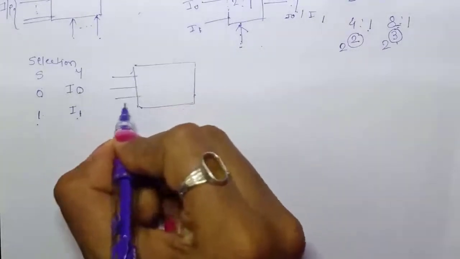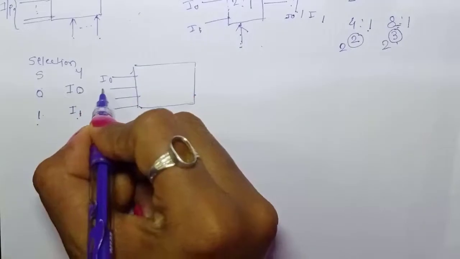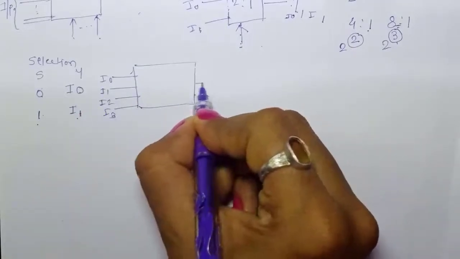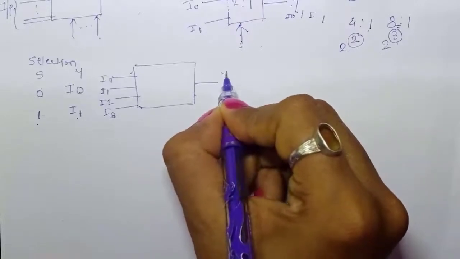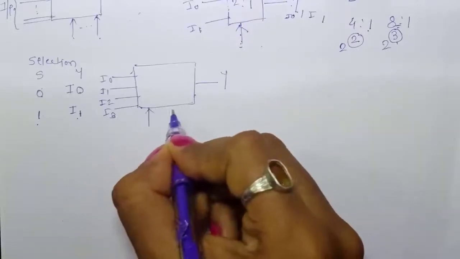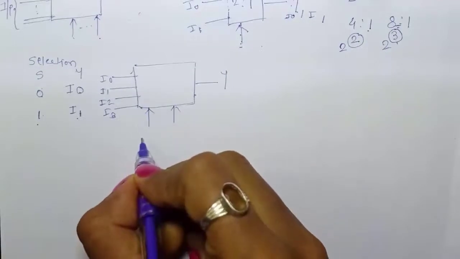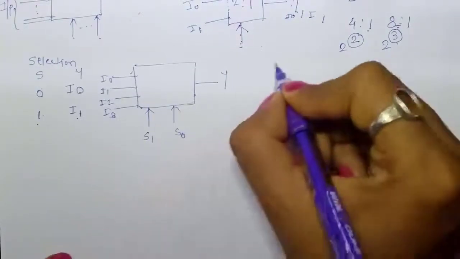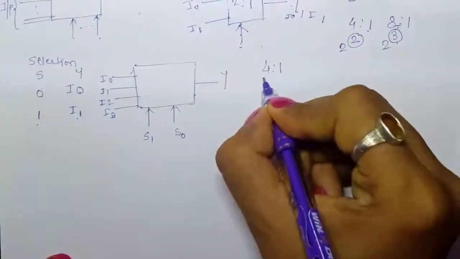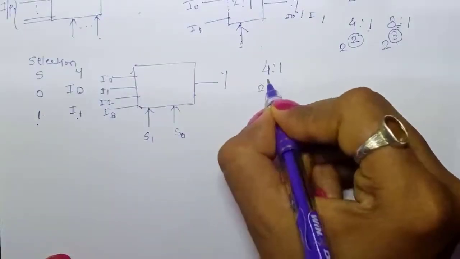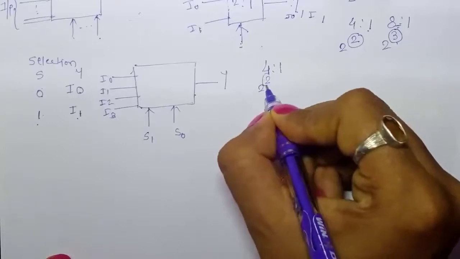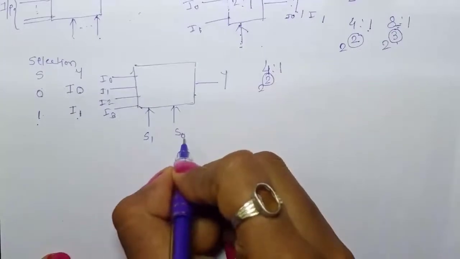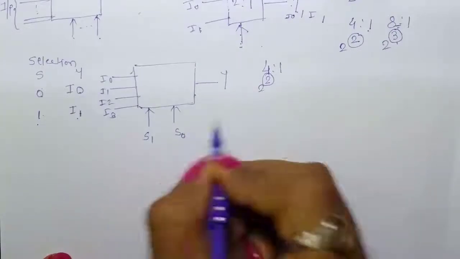4 inputs, that is I0, I1, I2 and I3, and only 1 output, let's say output Y, and 2 selection lines, that is S1 and S0. Why only 2 selection lines? Because it is a 4:1 multiplexer. This 4 can be written as 2 raised to the power 2, and this power 2 means your number of selection lines. So in a 4:1 multiplexer, your selection lines are 2.